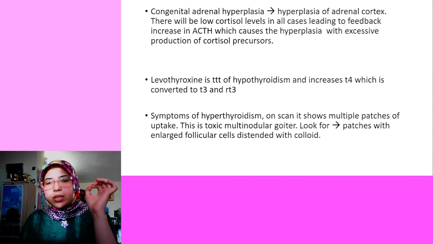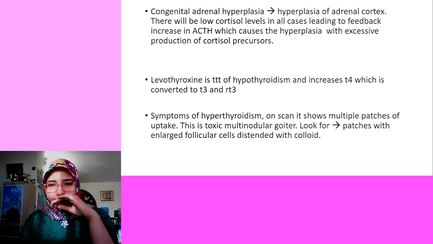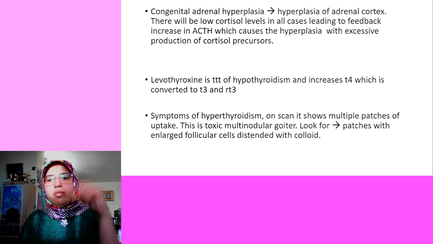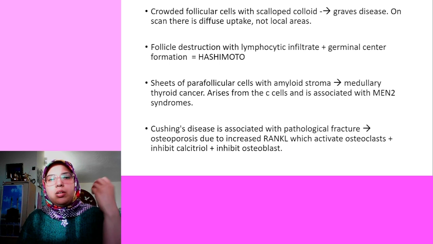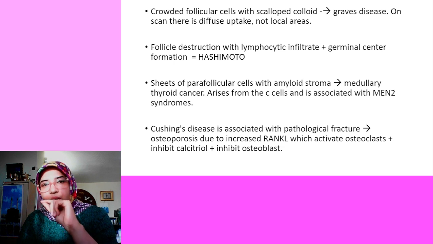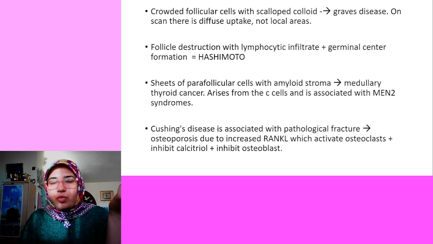You have a patient who has symptoms of hyperthyroidism. On a scan, it shows multiple patches of uptake. So multiple patches, think multinodular goiter. Look for patches with enlarged follicular cells distended with colloid. Crowded follicular cells with scalloped colloid. Remember, scalloped colloid, buzzword for Graves' disease. On a scan, there is diffuse uptake, not local areas. Follicular destruction plus lymphocytic infiltrates plus germinal center formation, buzzword for Hashimoto's.